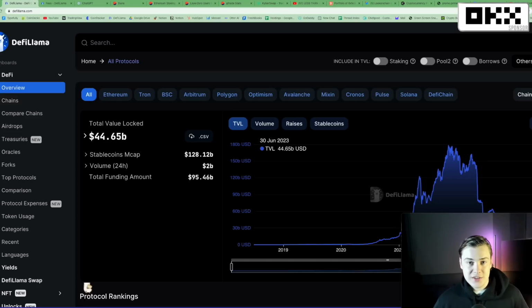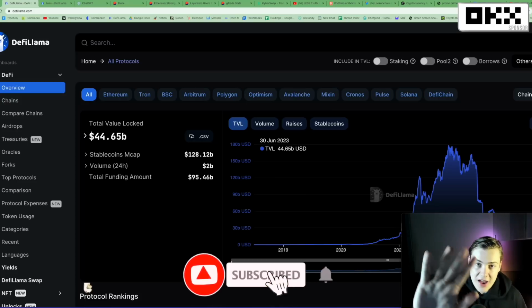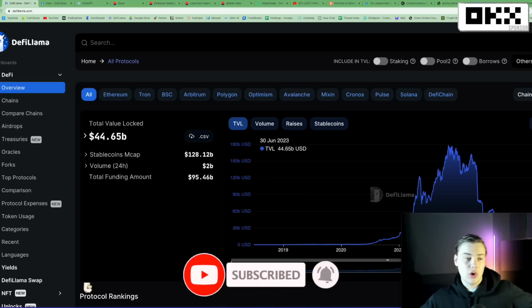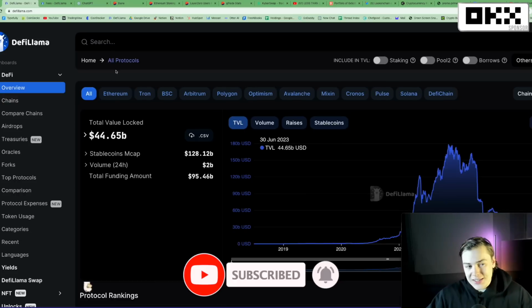And with the recent addition of ChatGPT plugins, now you can actually use the power of AI to make some of these applications even better. So without further ado, let's get into my list of my top 5 free crypto tools in no particular order. Now, the first one is obvious, it's DeFi Llama.